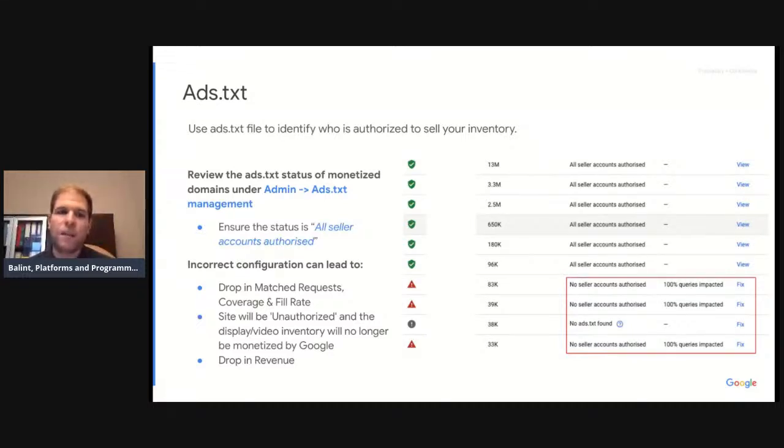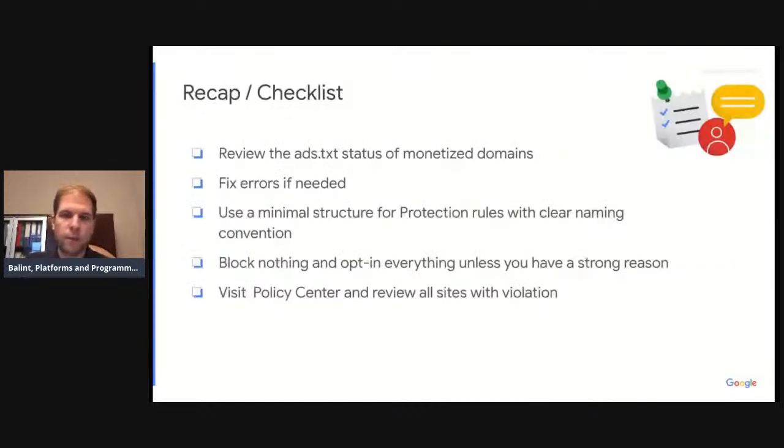And just on the unauthorized stage, DV360 and GDN have stopped bidding on authorized buyers, formerly known as Ad Exchange inventory, and also AdSense publisher inventory that's detected as unauthorized based on published sellers.txt files, so it's crucial to ensure that your sellers.txt files are in order. We've seen in many cases that publishers implemented ads on a new page. They were expecting results, but there were very low CPMs, and it turned out that the sellers.txt file wasn't configured properly. So just a quick recap and checklist. Make sure that you review the sellers.txt status of your monetized domains. You fix the errors if needed.